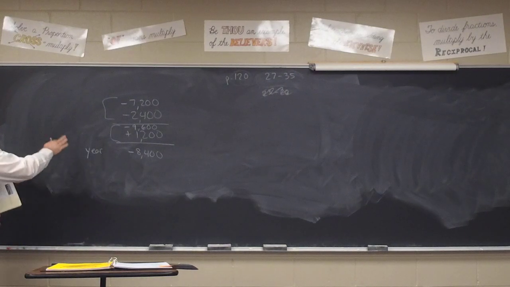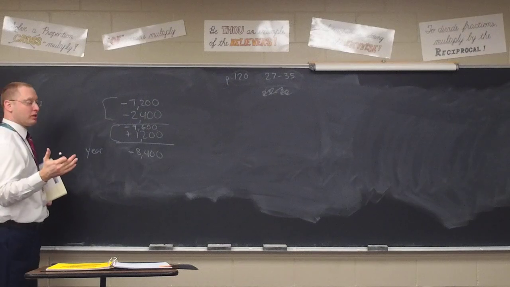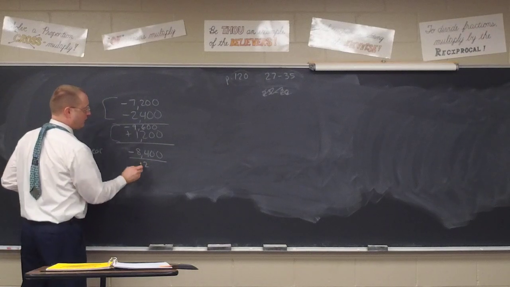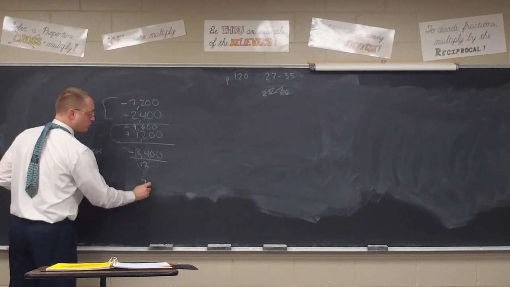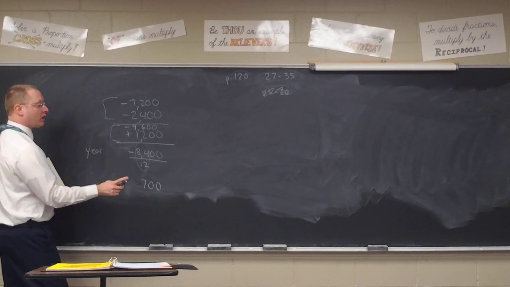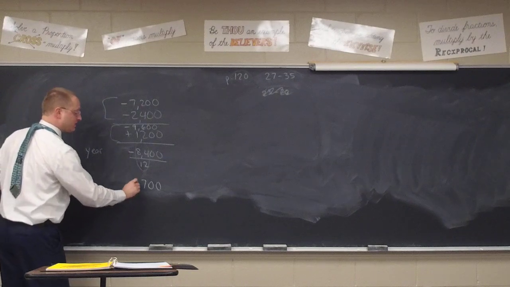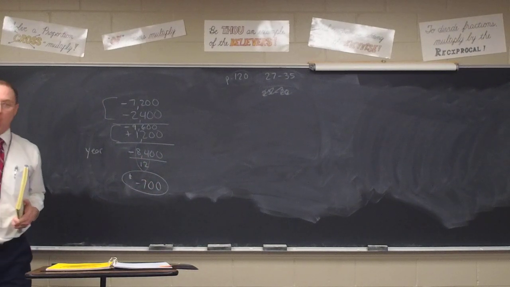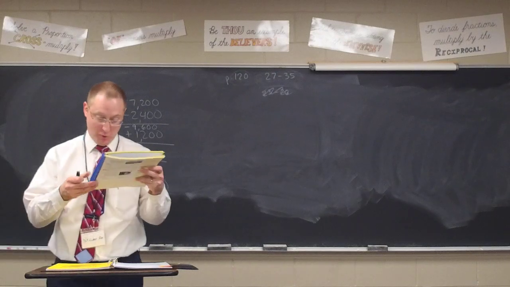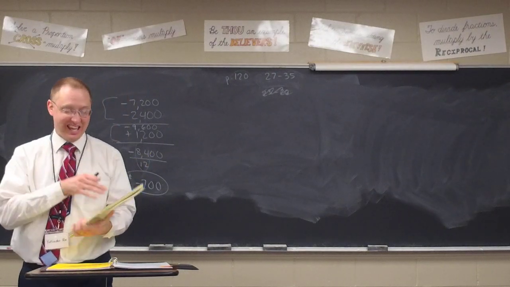Well, if this is for the year, class, stay with me. I need to divide by 12. Now, we're only going to divide 84 by 12, class. Seven. And then we're going to hang those two zeros. And don't lose your negative sign. In other words, he averaged $700 a month loss on these investments. That's why his wife has the facial expression she does in the picture.